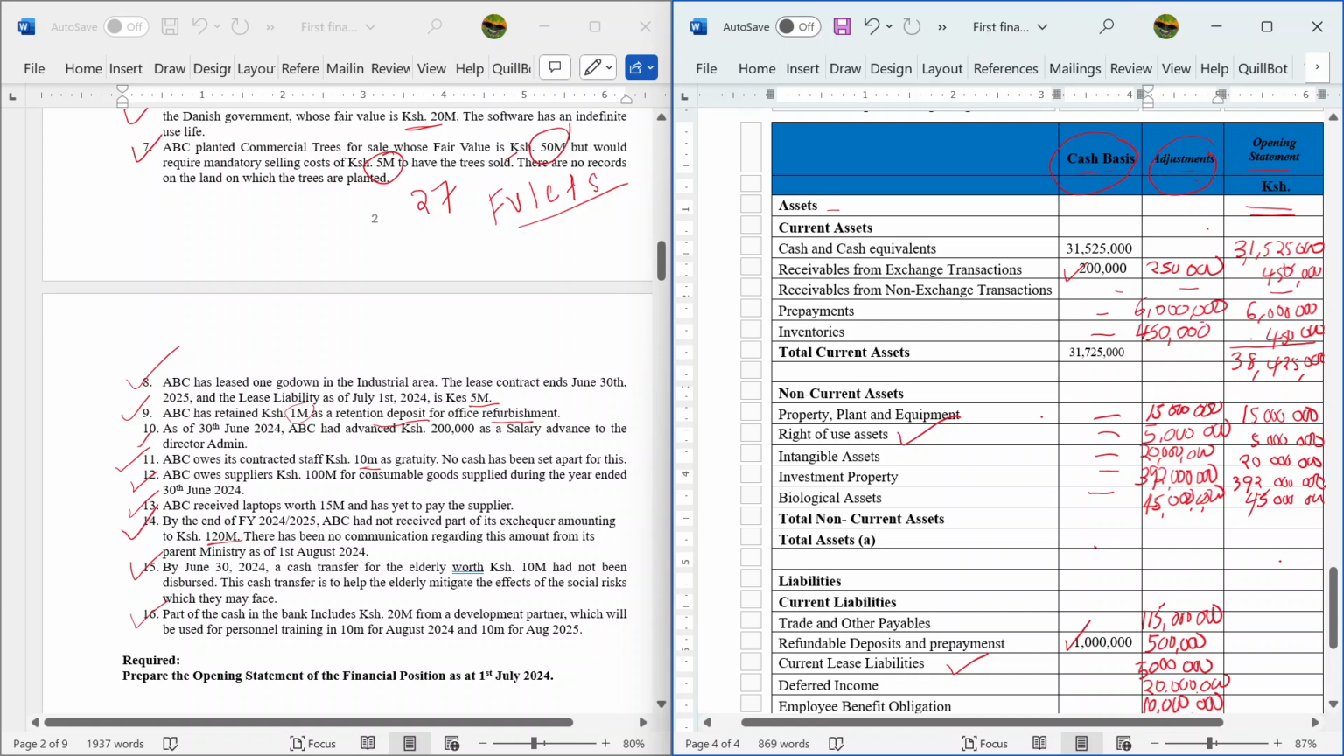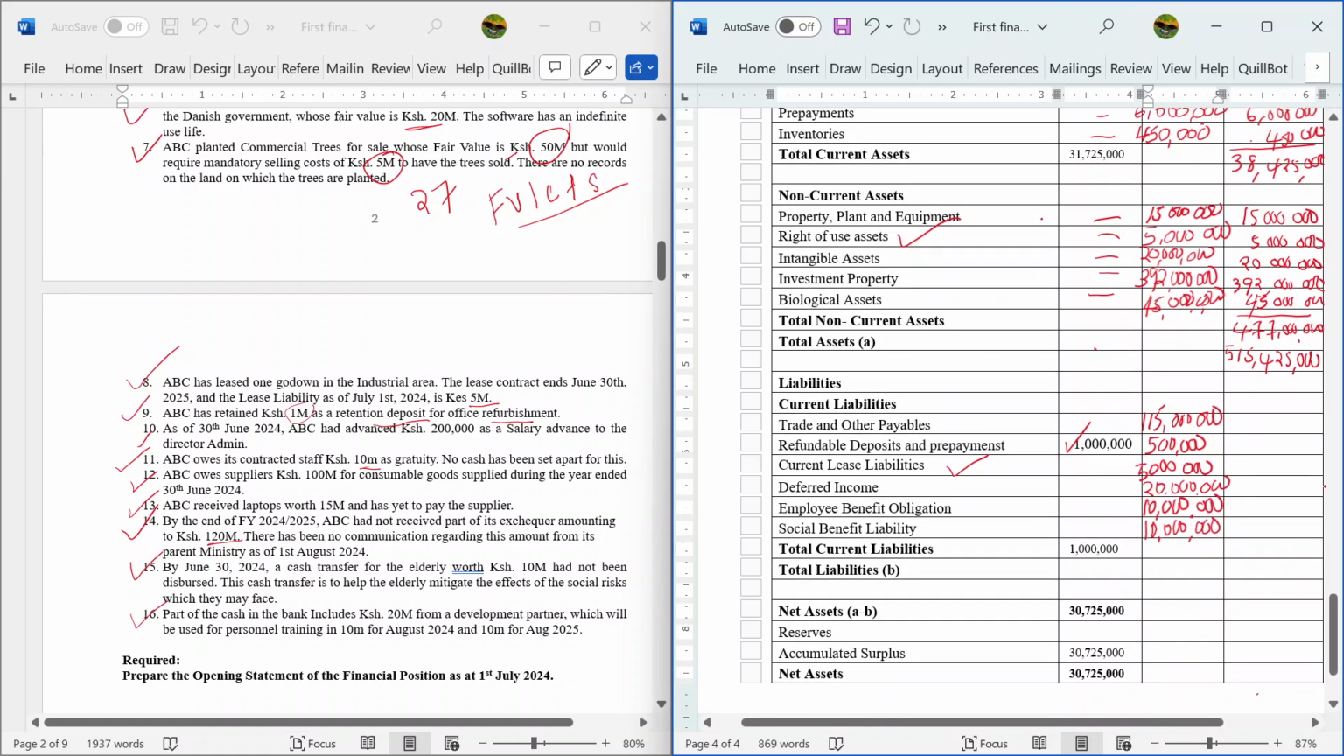So the total non-current assets is 477 million. So how much is our total assets? 477 million plus 38,425,000. So our total assets is 515,425,000. That is our total assets. So let us go to liabilities. This is dash.